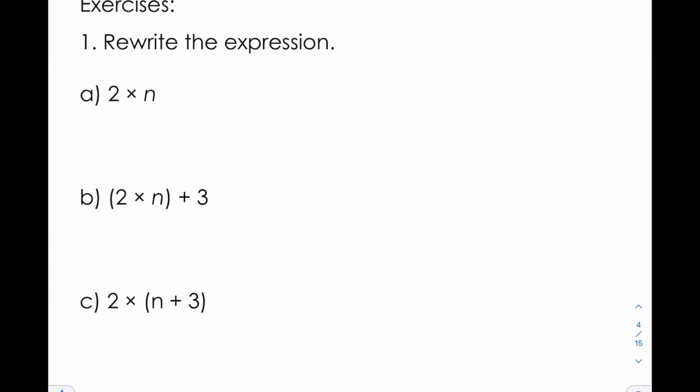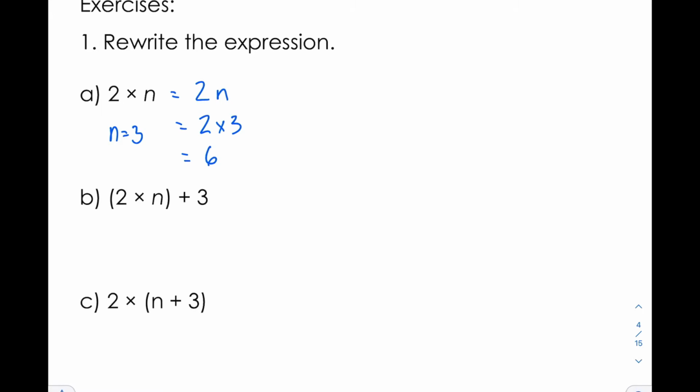So we are going to rewrite the expression. So for example, 2 times n is the same thing as 2n. When you see a letter and a number next to each other, that means they are being multiplied. So if n was 3, for example, then 2n would mean 2 times 3, and so that expression would be worth 6. That would be the value of it.